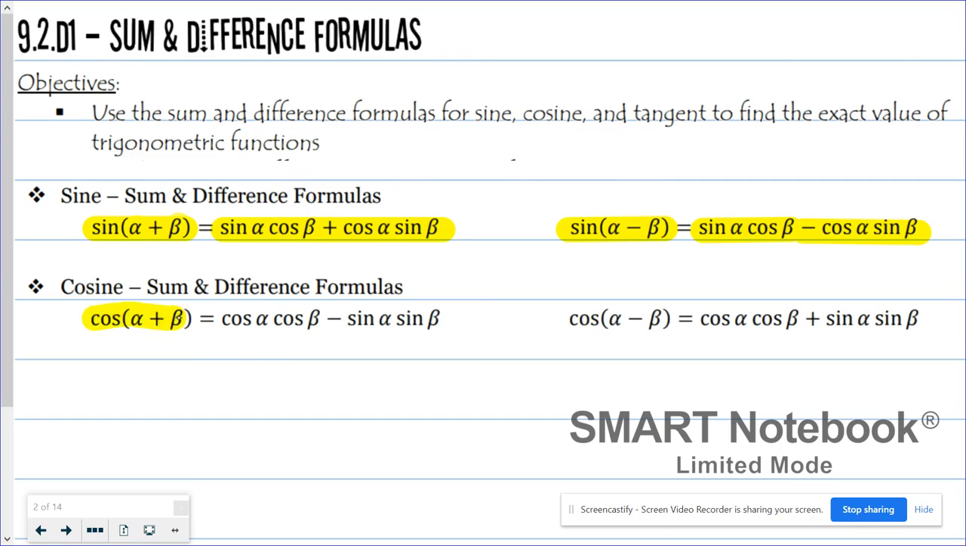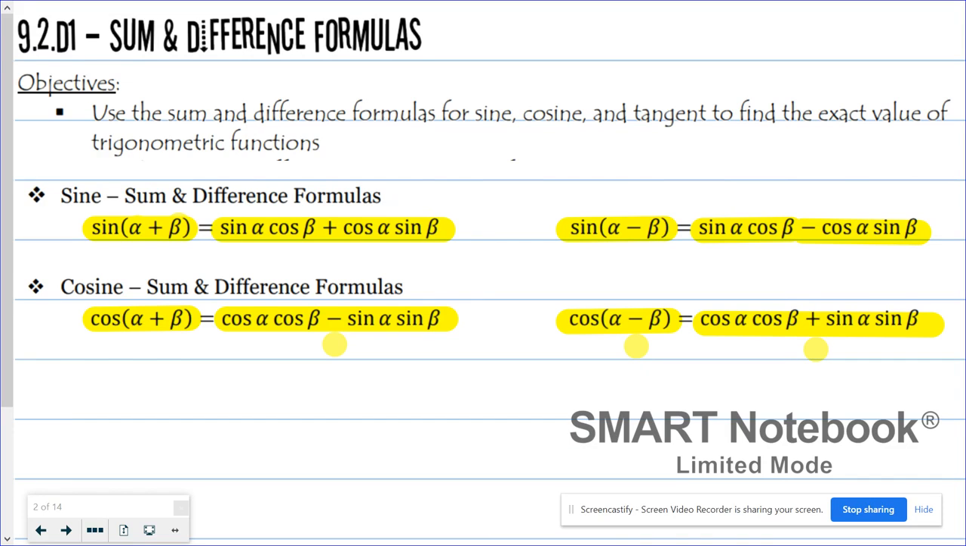Cosine of alpha plus beta is broken down like this: cosine alpha cosine beta minus sine alpha sine beta, and then cosine of alpha minus beta is equal to cosine of alpha cosine beta plus sine alpha sine beta. That's not a typo, by the way. The sum formula for cosine does involve subtraction, and the difference formula for cosine does involve addition.